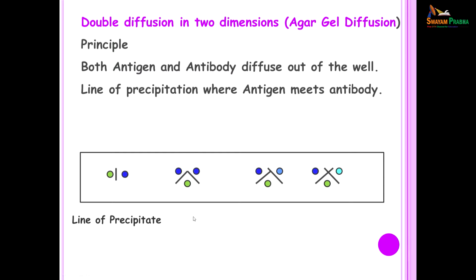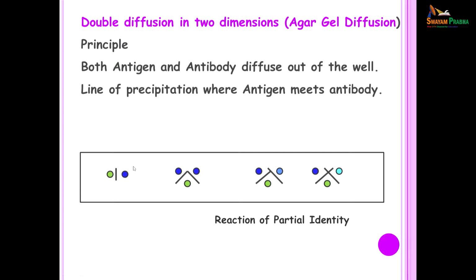Now, this particular test can often be used to identify different antigens. Sometimes we take the antibody here and we add two different antigens. Here, if the two lines meet, then we call it a reaction of identity, which indicates that the antigens are the same.